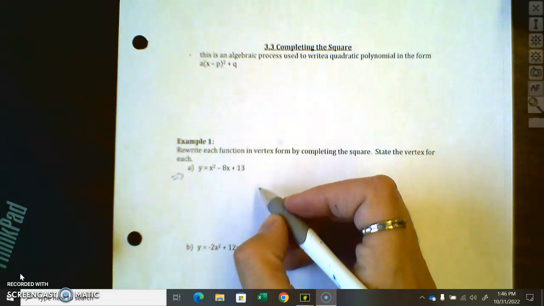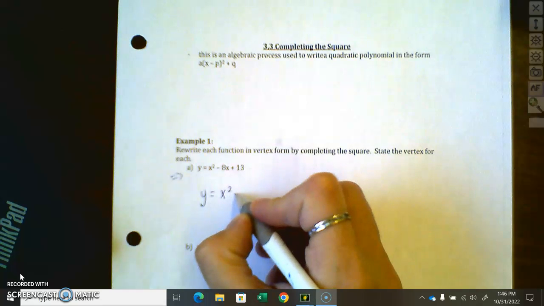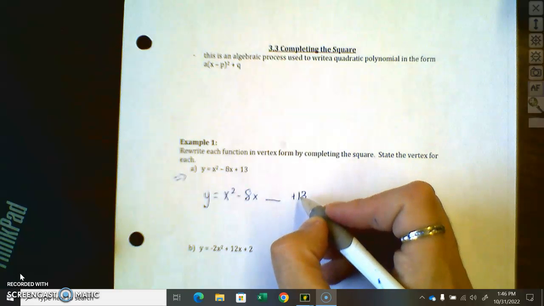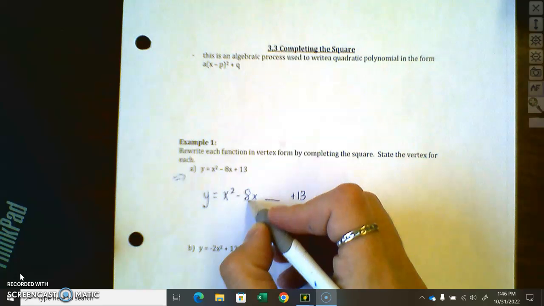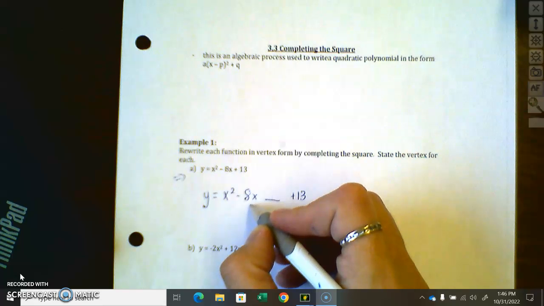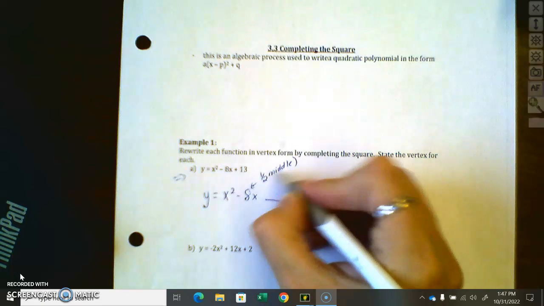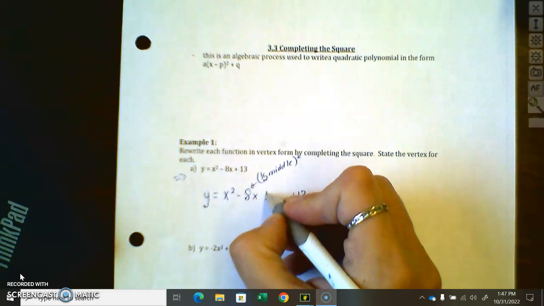Essentially you do the same thing every time. So I'm going to write y is equal to x squared minus 8x. I'm going to put a blank, and my plus 13 is going to trail behind. What I'm putting in this blank is: what is half of minus 8? Half of minus 8 is minus 4, and then we square minus 4. It's always half of the middle, squared. So half of minus 8 is minus 4, squared is minus 4 times minus 4, which is 16.